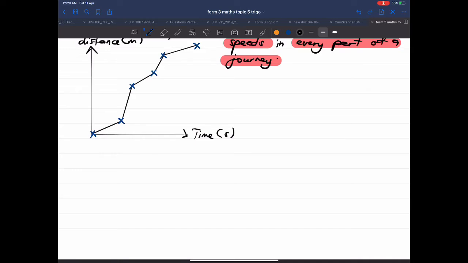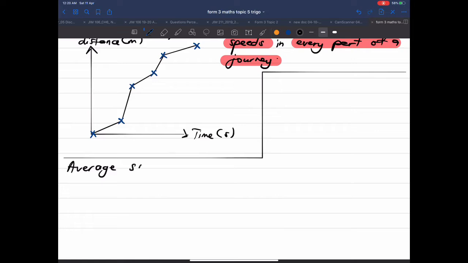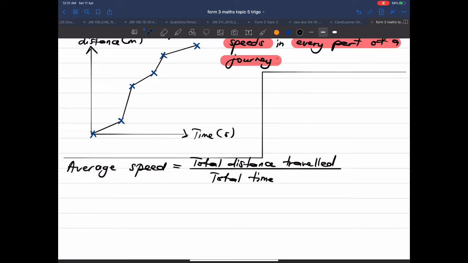So next, what is average speed? The formula is total distance traveled divided by total time taken.